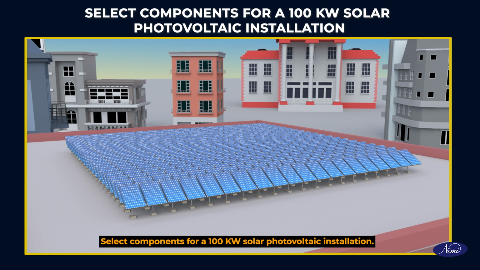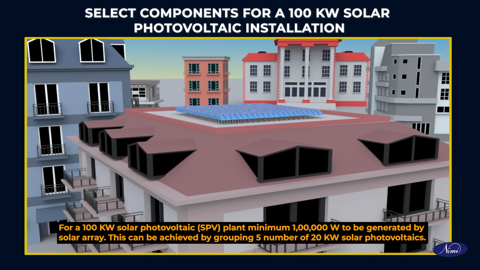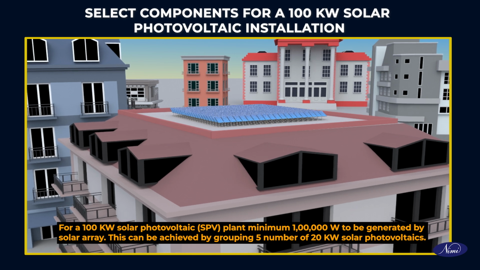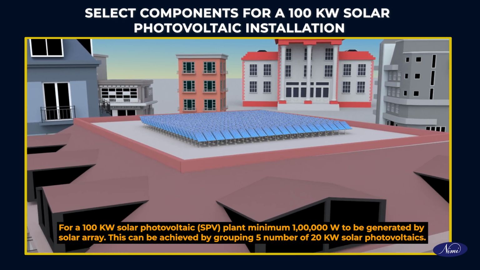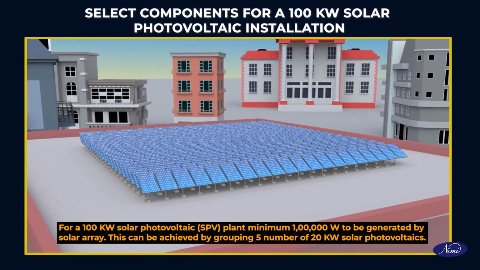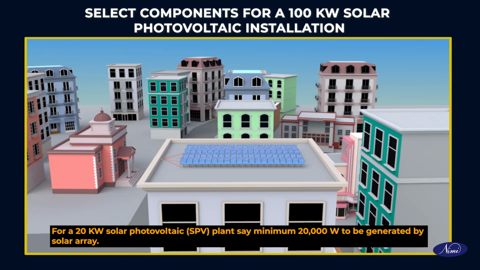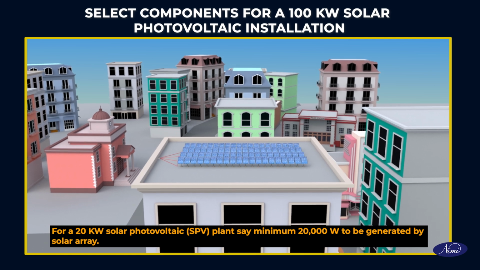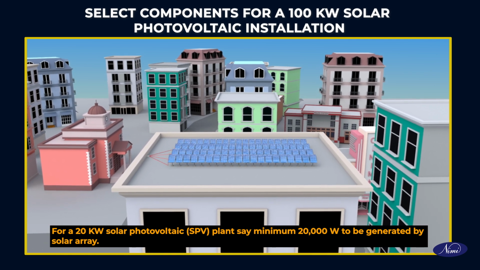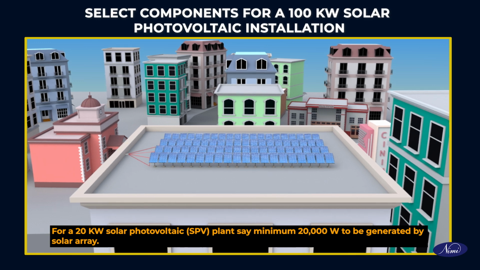Select components of a 100 kilowatt solar photovoltaic installation. For a 100 kilowatt solar photovoltaic plant, a minimum of 1 lakh watts has to be generated by the solar array. This can be achieved by grouping 5 numbers of 20 kilowatt solar photovoltaics. For a 20 kilowatt solar photovoltaic plant, say a minimum of 20,000 watts has to be generated by the solar array.